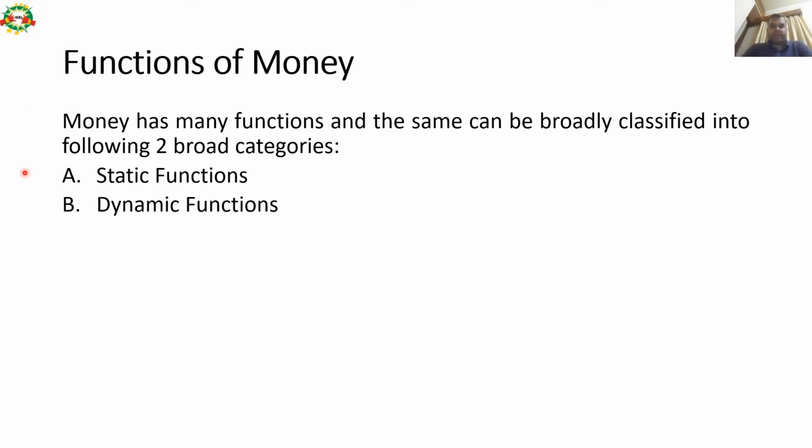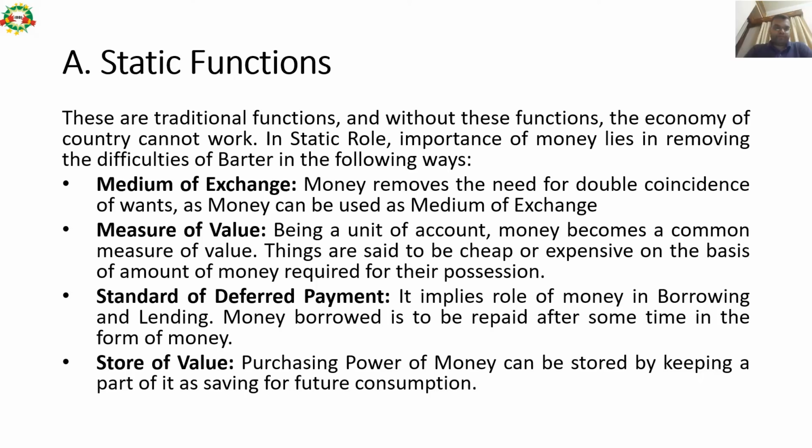Money has many functions and the same can be broadly classified into 2 broad categories. So these 2 type of functions are very important from examination perspective. So first set of functions could be categorized into static function category, and second set of functions could be categorized into dynamic functions category. Let us discuss each of these 2 categories. What are these functions all about? So first is static functions.